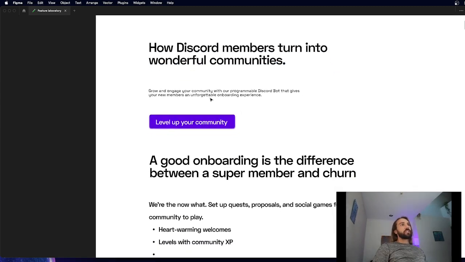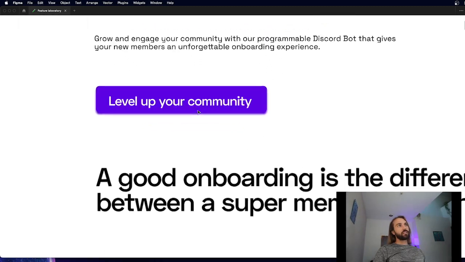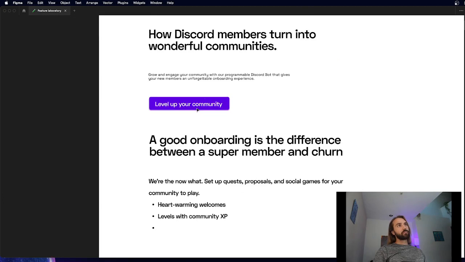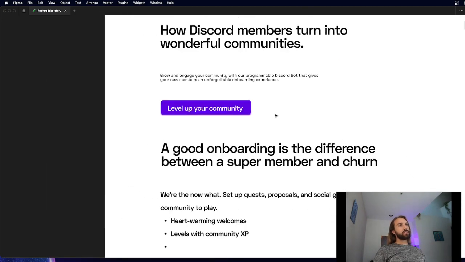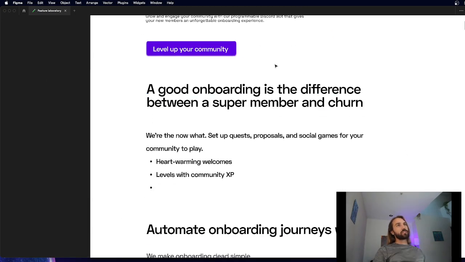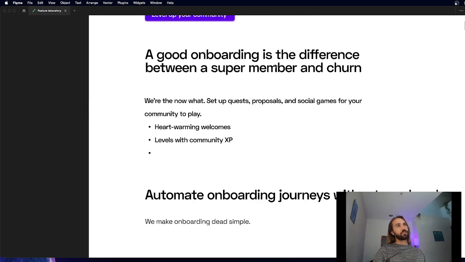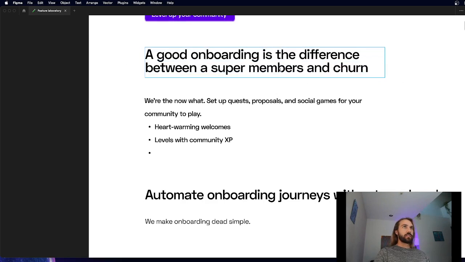Go and engage your community. Level up your community. I do an emoji here too. Good onboarding is the difference between a super user and churn. Super member into ghost town. Between a cult and churn.